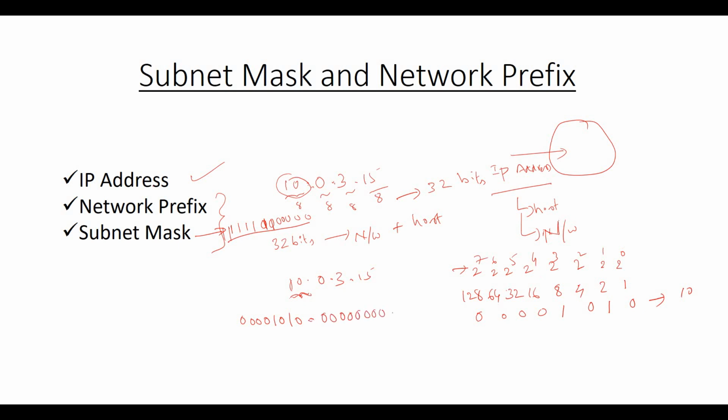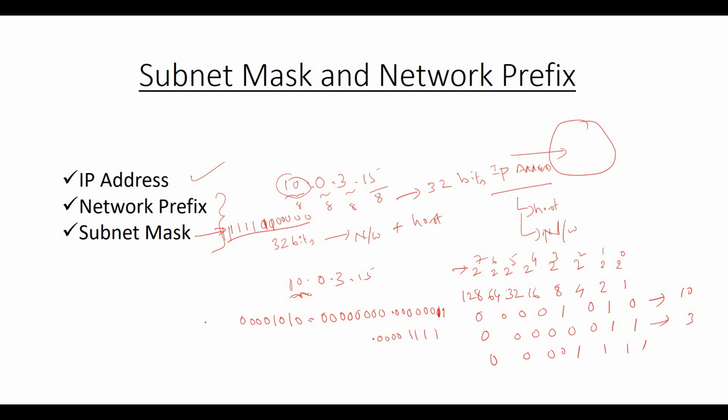Then 3 is obtained by adding 2 and 1. So this should be 1, this should be 1, remaining all zeros: 0, 0, 0, 0, 0, 0, 1, 1. Similarly, 15 is obtained by adding 8, 4, 2 and 1. So 1, 1, 1, 1, remaining all zeros: 0, 0, 0, 0, 1, 1, 1, 1. This way we represent the address in terms of binary digits.